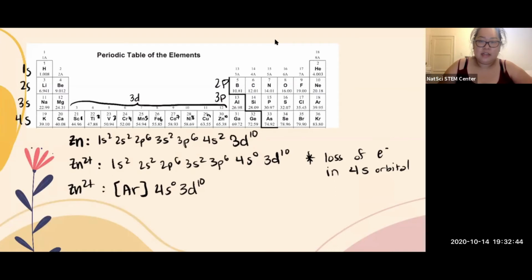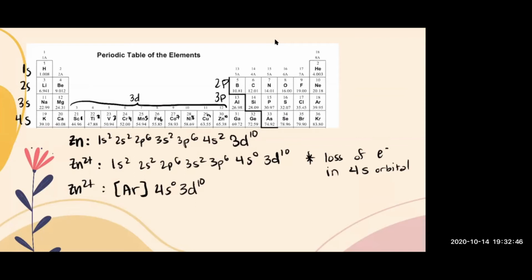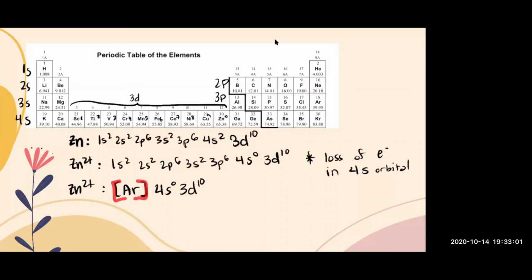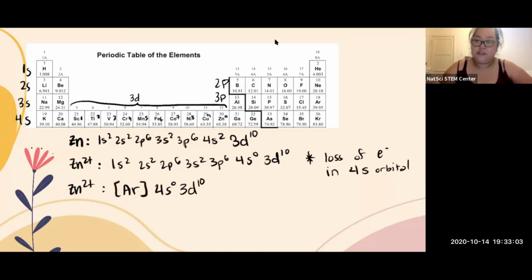Does that make sense to you guys? Okay. So given that, when you write the noble gas configuration, I looked at the gas before this row, and it was argon. So argon goes inside the brackets, and then you put 4s0 and 3d10. Questions? I'll explain more about the orbital differences in the next section.